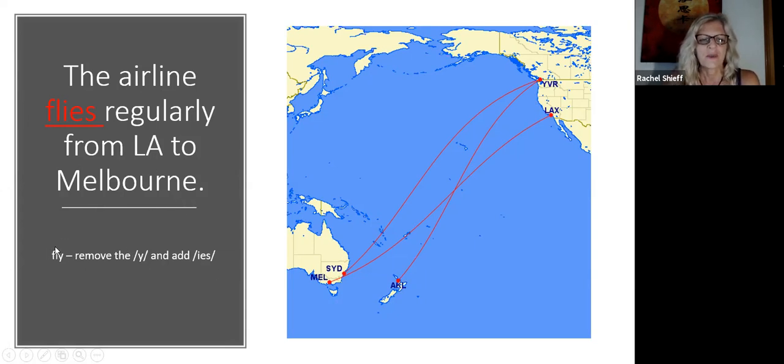Right. You can also see the spelling, fly, the verb in the infinitive. To turn it into the present simple, we remove the Y and add IES.